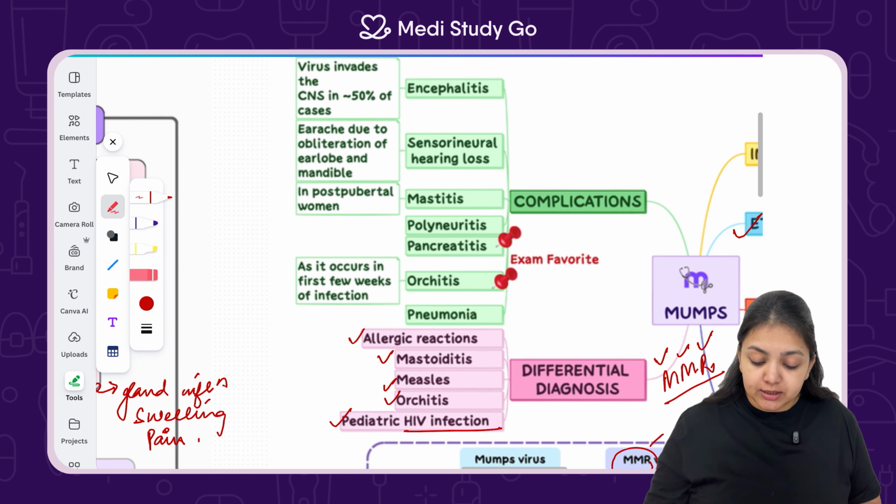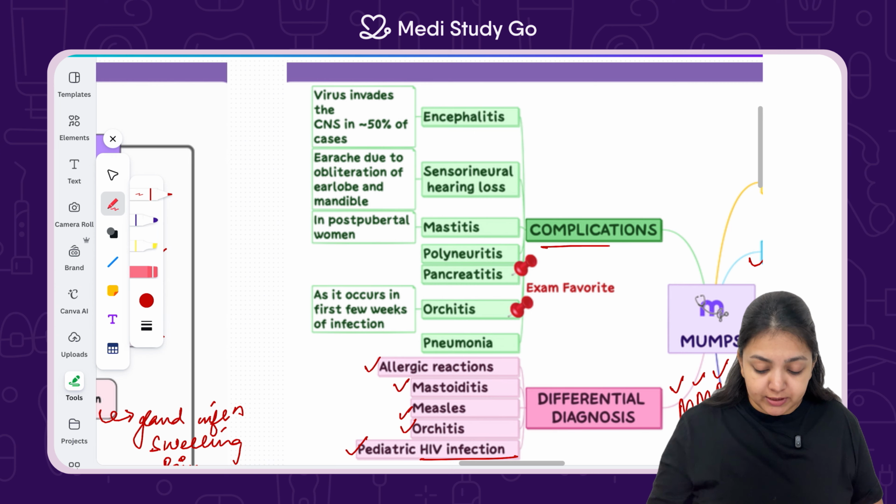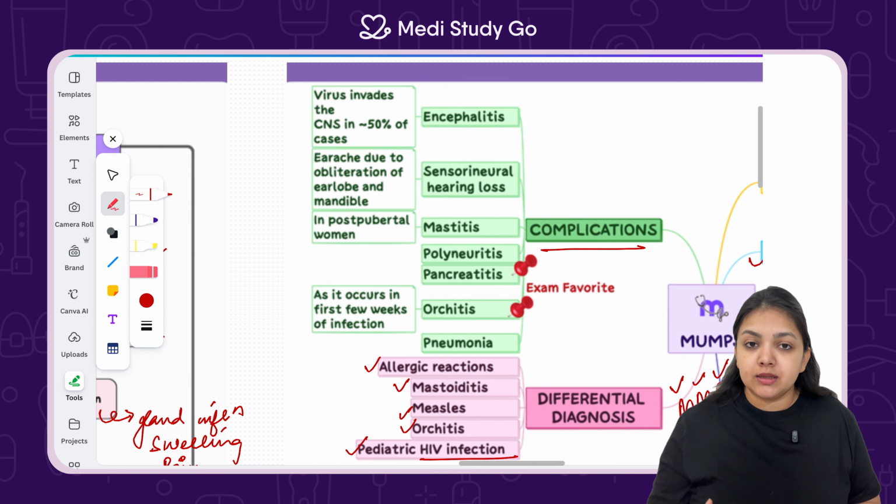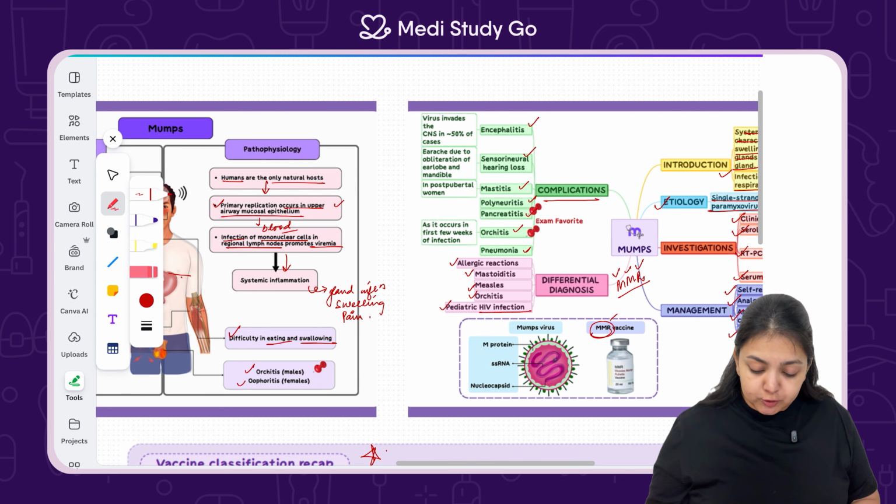If the treatment is not done correctly or adequately, there can be complications because the inflammation can get involved and can become severe in the body in any other organ. For example, encephalitis in the brain, sensorineural hearing loss if the hearing nerve is getting inflamed, mastitis, polyneuritis, pancreatitis if organs get involved, orchitis, and even pneumonia. So these are complications which are easily associated with mumps, and they can get severe if the treatment is not adequate or it's not done timely. So this is how you can wrap up the topic of mumps.